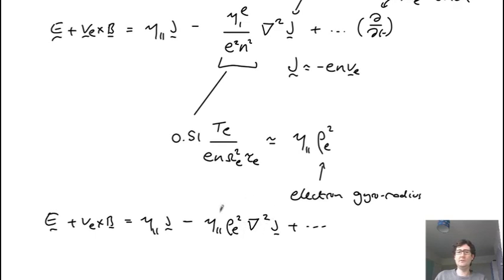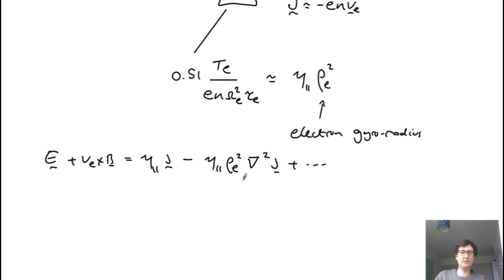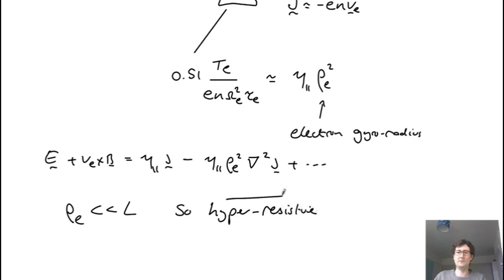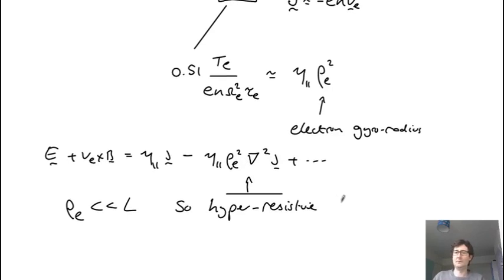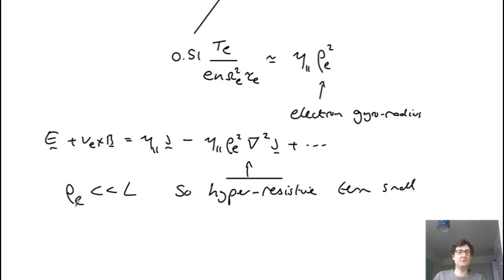So usually this is a small term, because the electron Larmor radius is very small. So rho e is really much less than any typical length scale. So this term is small. So hyperresistive term, which is what this is. So this term here is hyperresistive because it depends on a gradient of a current rather than just the current itself. But it can be important in some cases.